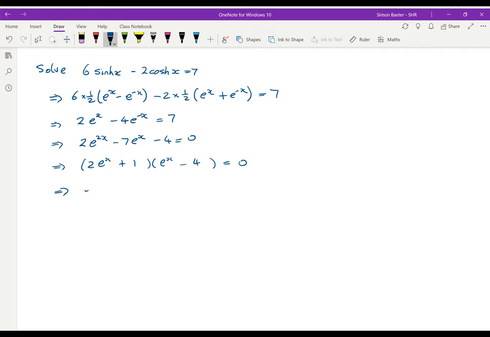And so e to the x is minus a half. Well, that's not possible, not if we're thinking of x as a real number, anyway. Or e to the x equals 4. And therefore, the solution to this equation is x equals the natural log of 4.